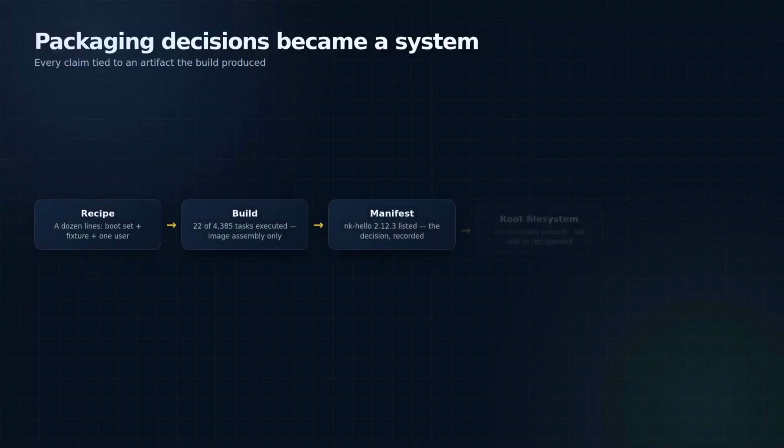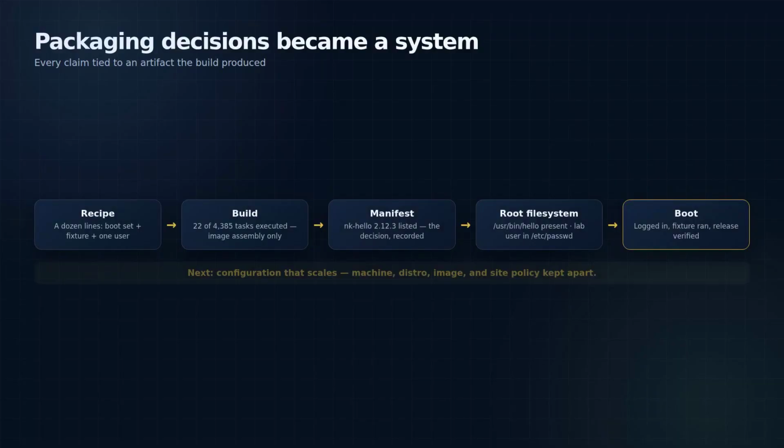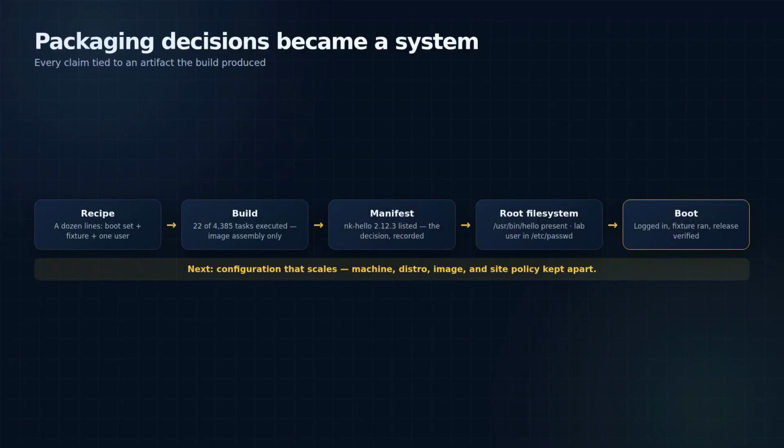The class outcome assembled. One image recipe of about a dozen lines declared the boot set, the fixture, and a user. The build executed only image assembly, 22 tasks of 4,385, because every package decision was already settled and cached. The manifest records the fixture. The root file system contains its binary and the account, and the booted system ran the program and identified its release. Recipe, build, manifest, file system, boot, each claim backed by an artifact, none of it done by hand. The laboratory image is now the course's working vehicle.